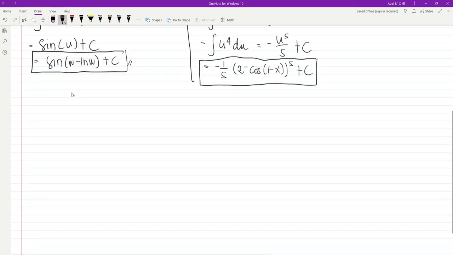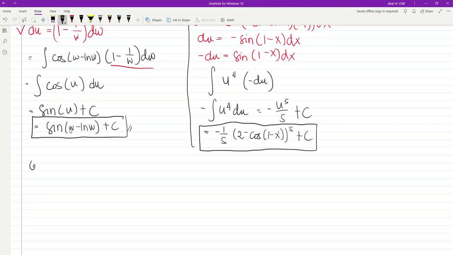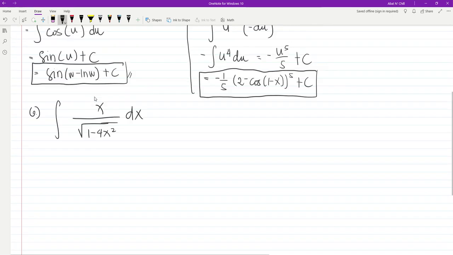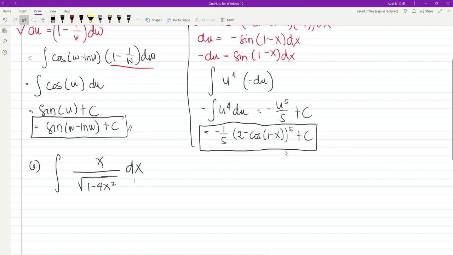Okay, let's try another one with a radical. So we have number 6. Later on, we'll try to solve some more transcendental functions. The integral of x all over square root of 1 minus 4x squared dx. So it does have a radical here.